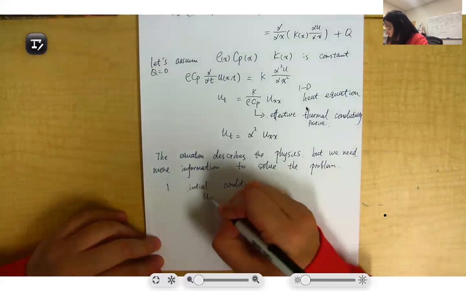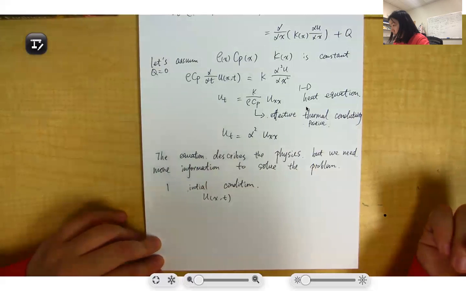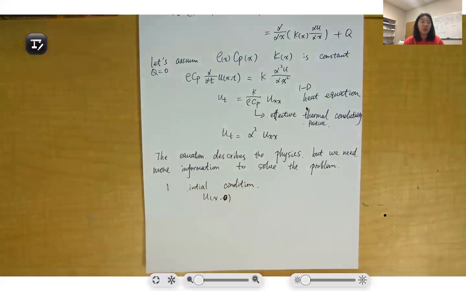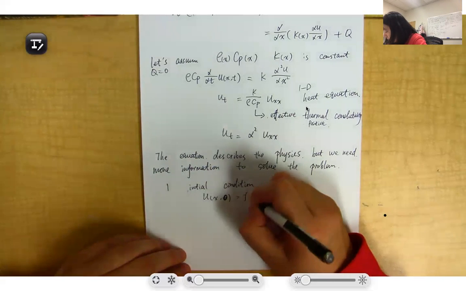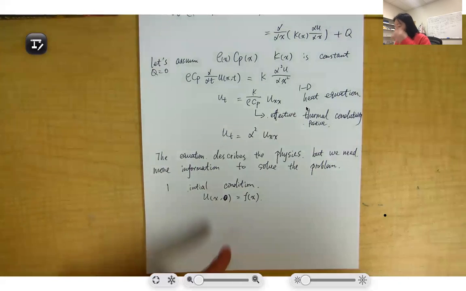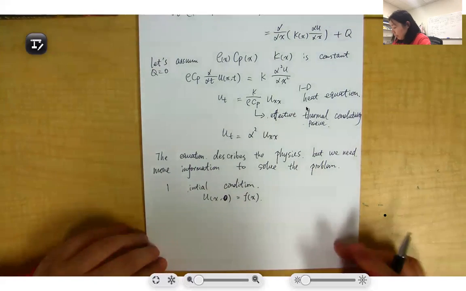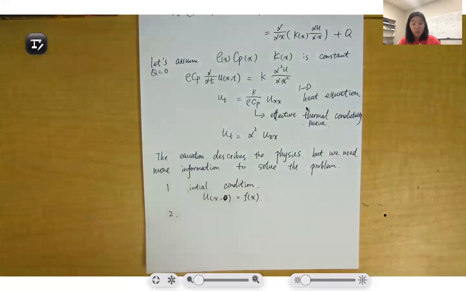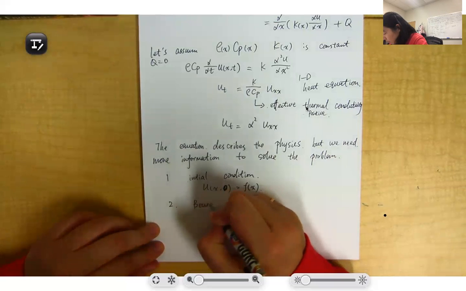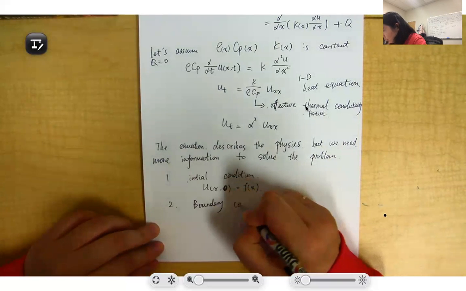It's usually u(x,t), the temperature as a function of x at time equal to 0. So at initial time t equals 0, the initial temperature distribution along this whole rod is some function f(x). This function can be a constant temperature, a Gaussian distribution, or any function of x. Then it's not enough. You also usually need to combine it with some boundary conditions.